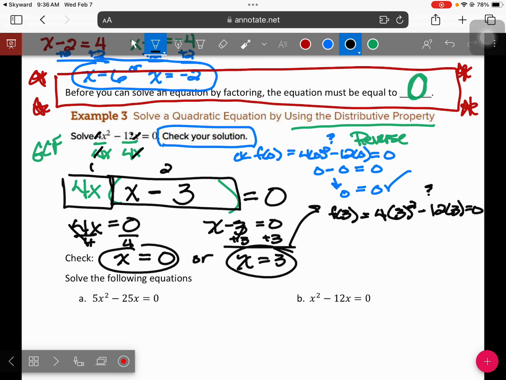Do you have a pass? Now, order of operations. Thank you.